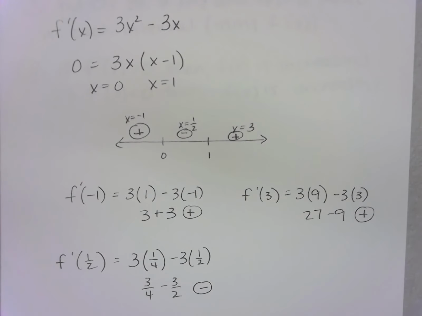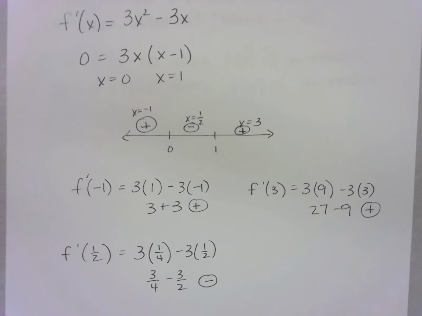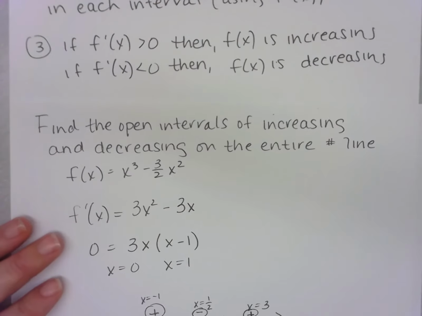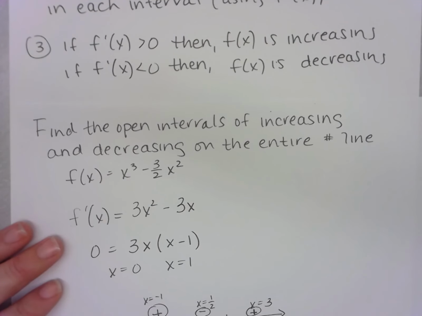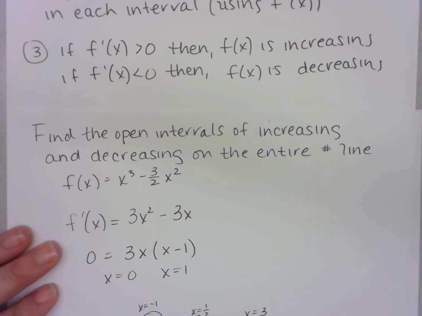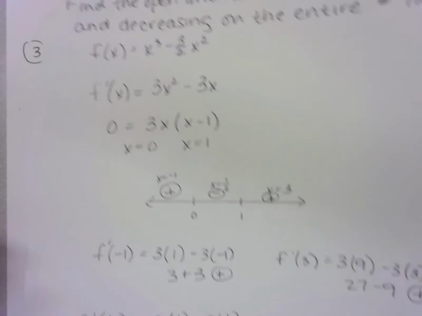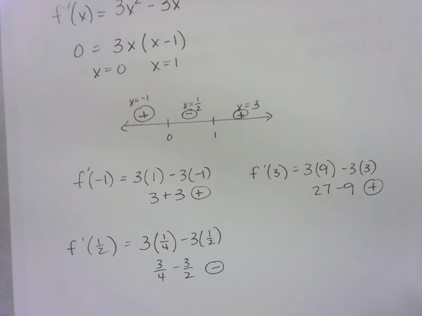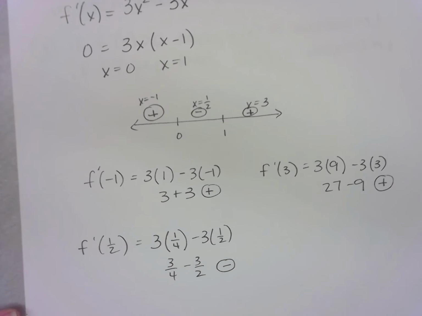So my intervals of increasing and decreasing using this, okay, so this is my next part. If f prime of x is greater than 0, then f is increasing, and if f prime of x is less than 0, it's decreasing. And so I'm pretty much there. I've got the signs here. And so I'm going to start using interval notation here.